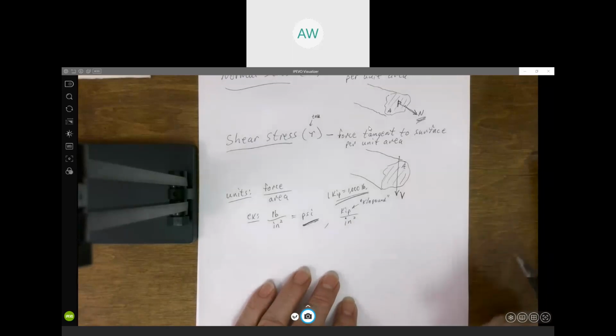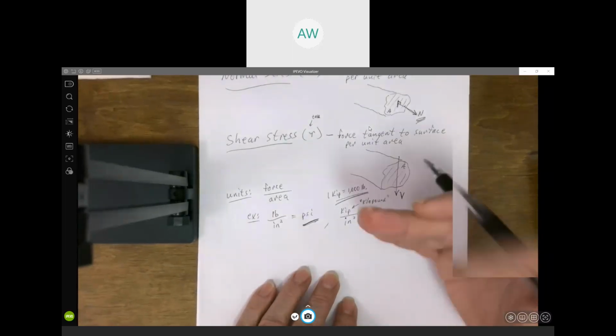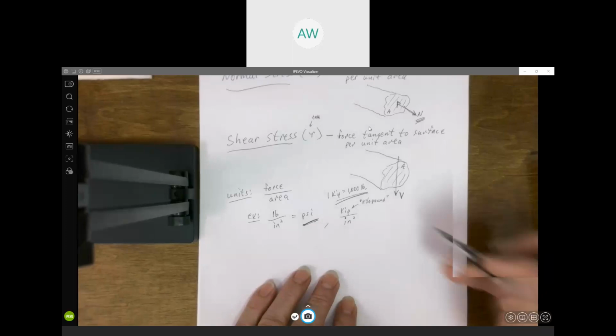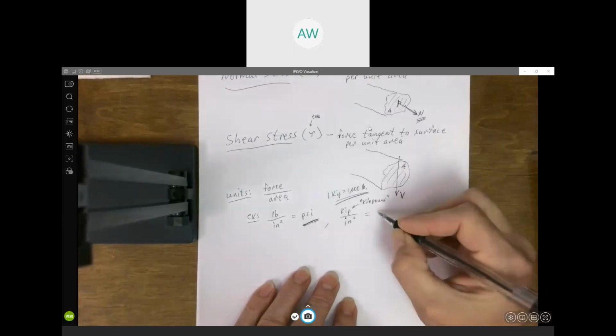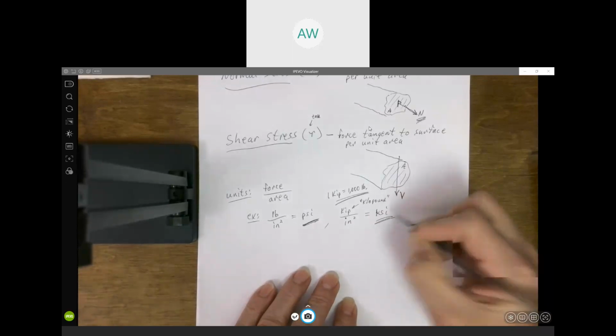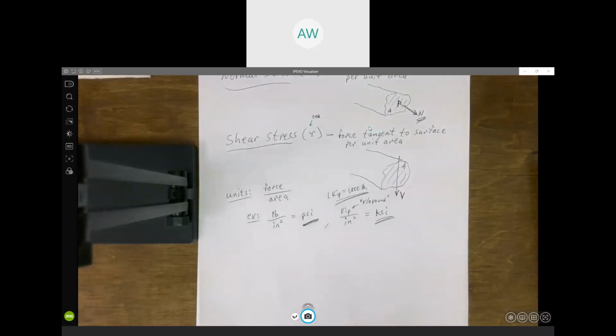So if you're dealing with really large forces, you might see this term used. Just like PSI, if our force is in kips and our area is in inches squared, it's very common to write this as KSI instead of PSI. That's indicating it's kilopounds per square inch. So one KSI would be the same thing as 1,000 PSI. But if you're dealing, again, with really large numbers, that might be the motivation for using KSI instead of PSI.